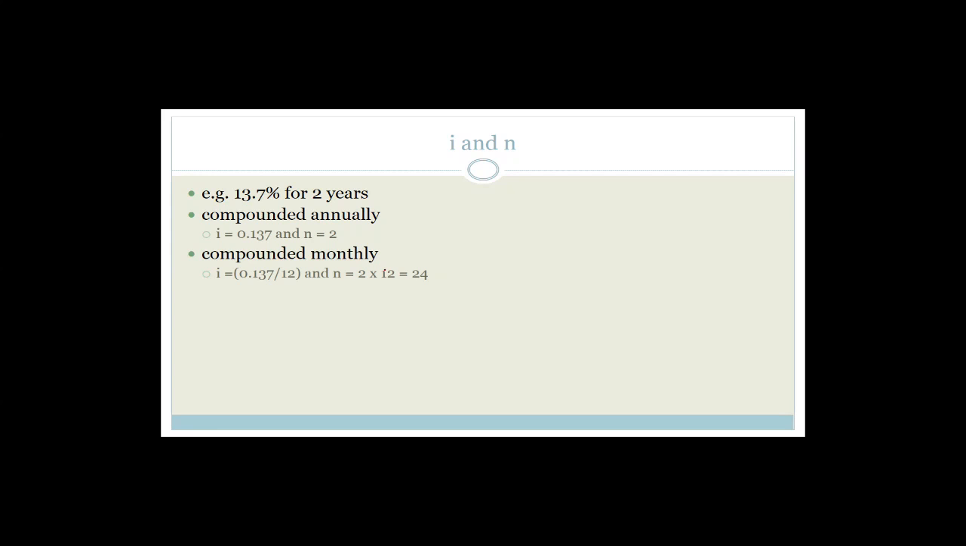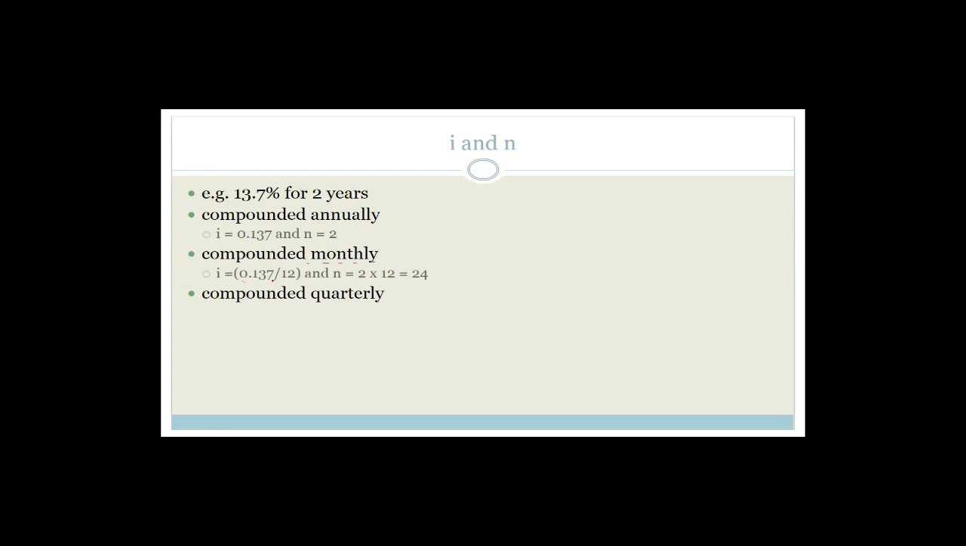If we compounded monthly, we now need to change our N to 2 times 12 because it's 2 years. Compounded monthly is going to be 24 payments, right? But we also have to take our interest and divide it by 12. Okay, you have to take your interest and divide it by 12.